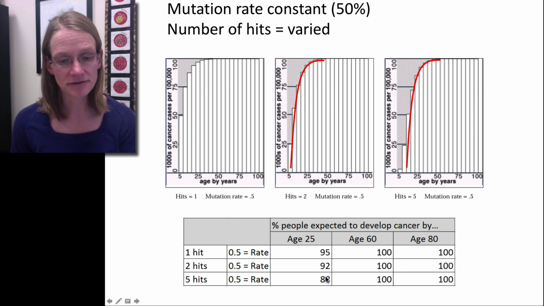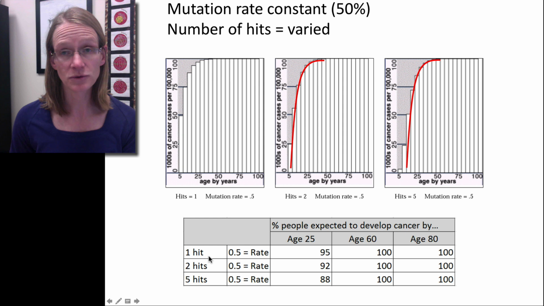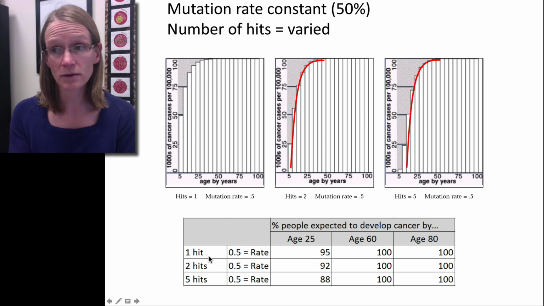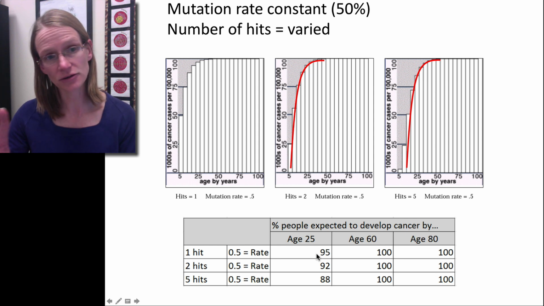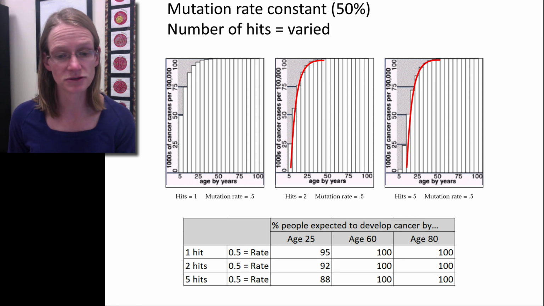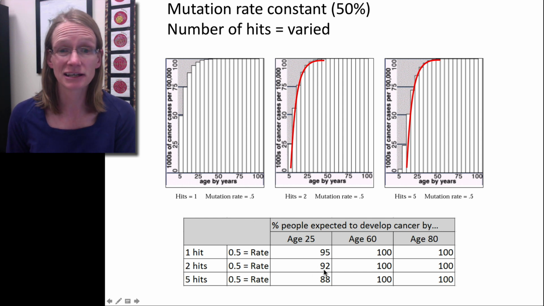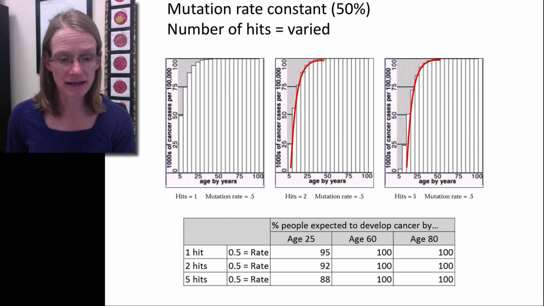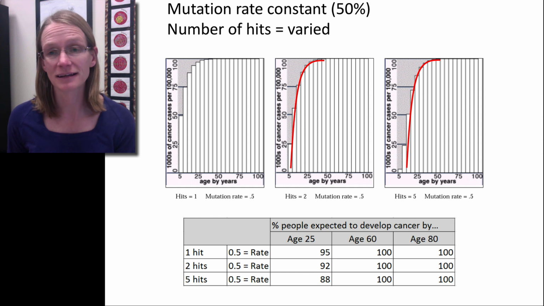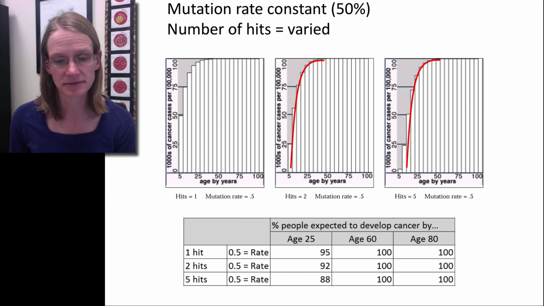But the difference we can highlight here is at age 25. According to 1 hit, meaning you only have to have 1 mutation and you develop cancer, clearly this mutation rate is going to be very, very high. Whereas when we increase the number of hits, we can shift that distribution. So with 2 hits, it shifts the distribution a little bit so that there's a far lower likelihood of developing it. And even with 5 hits, it shifts even more, and it's only about 80% likely. And so that's one variation.